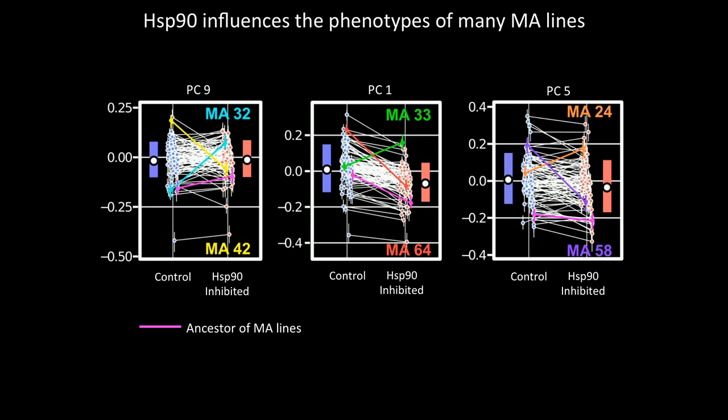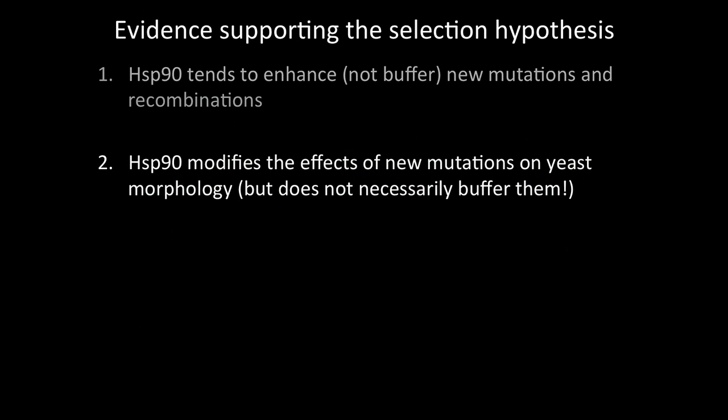So for example, the blue line, MA32, probably possesses a mutation whose effect is buffered by Hsp90. But other lines like MA line 42, the yellow line, Hsp90 seems to be enhancing the phenotypic effect of mutations in those lines. And this is another piece of evidence in favor of the selection hypothesis, because what it basically says is that Hsp90 interacts with new mutations in diverse ways, and it suggests it's selection that's preferentially enriching for buffered alleles in nature.